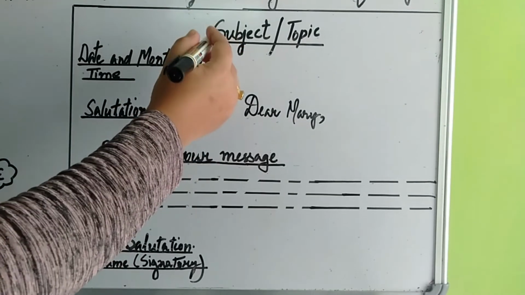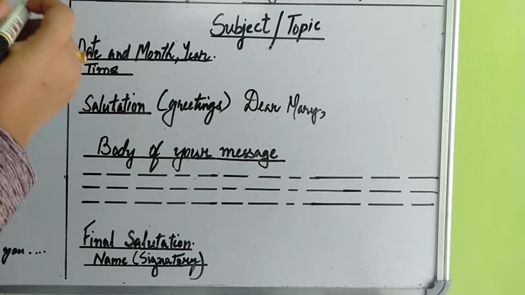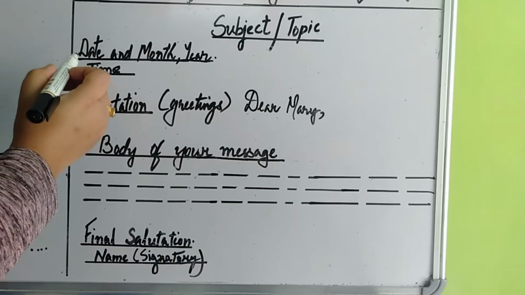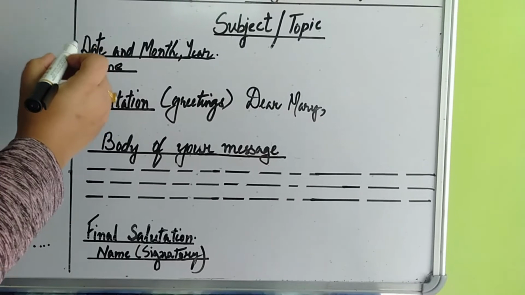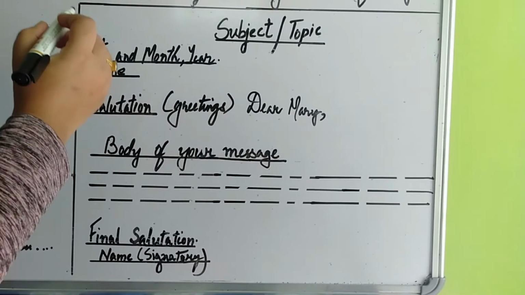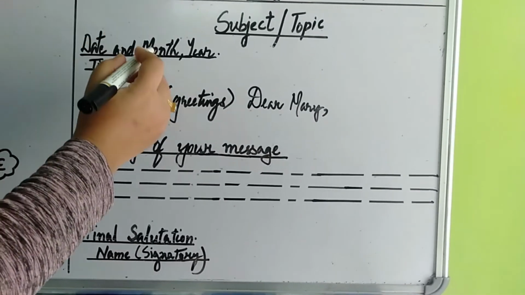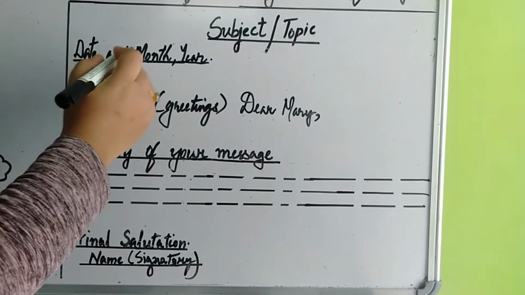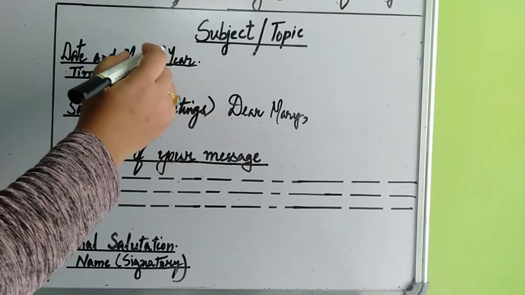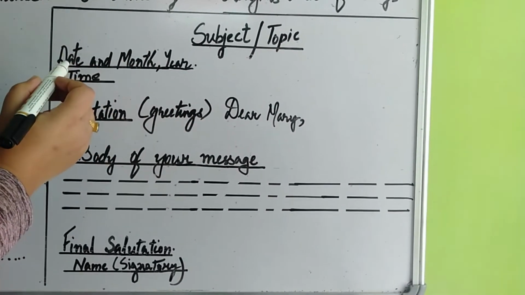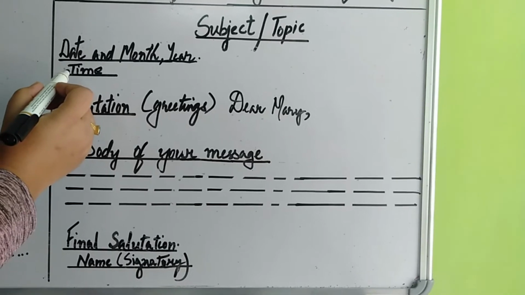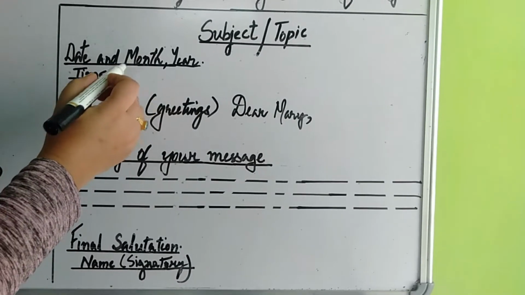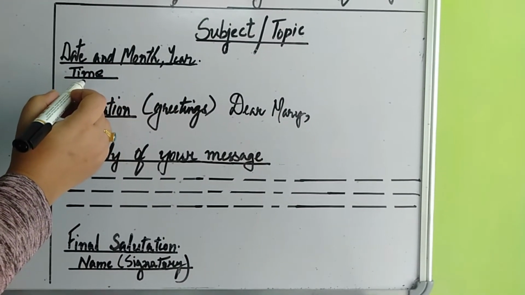Then what happens is you come next to the left hand corner. Please remember, come to the left hand corner of the box and write the date, month and year. Just below that you mention the time. Just below the date, month and year you mention the time.